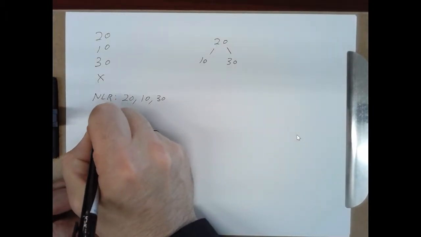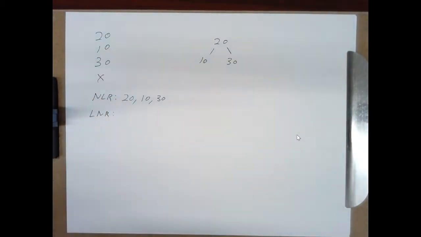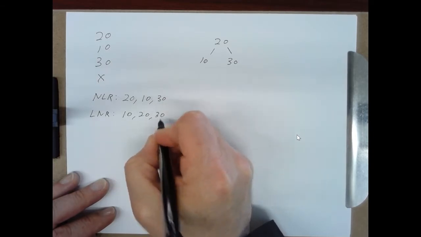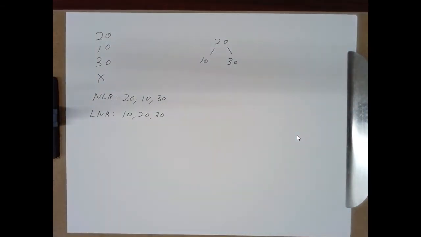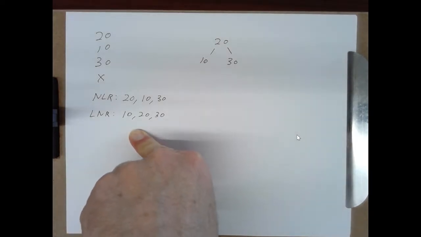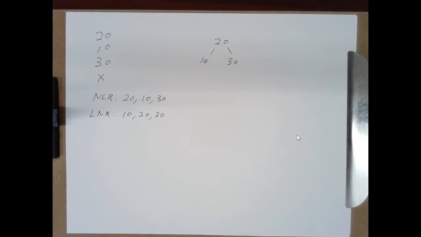The in-order traversal is just a different ordering. Do an in-order traversal of the left subtree, then print the root, then do an in-order traversal of the right subtree. So traversing the left will give us 10, the root is 20, the right is 30. And this should always come out in order. If you're building your tree correctly and you're traversing correctly, the in-order traversal will be in order. That's a quick first level check to see if your code's doing the right thing.